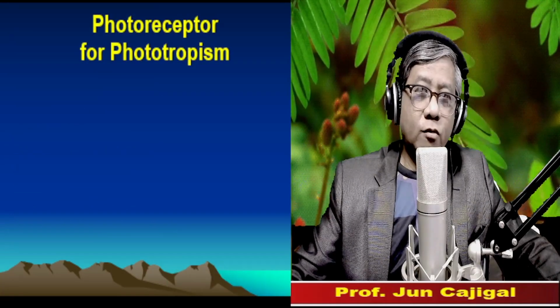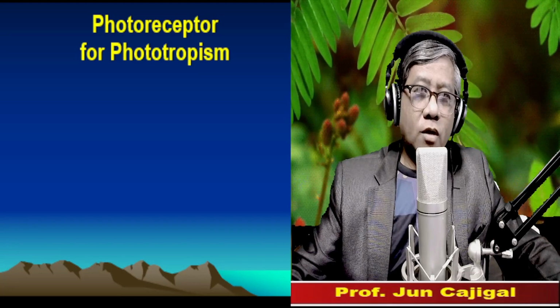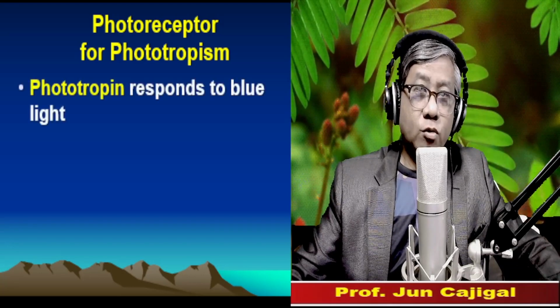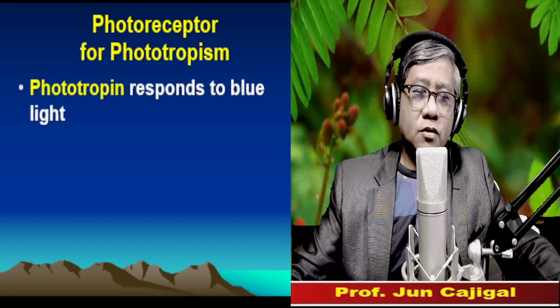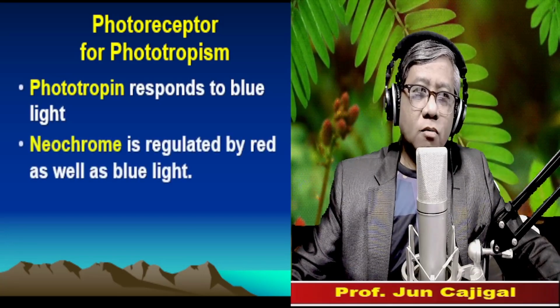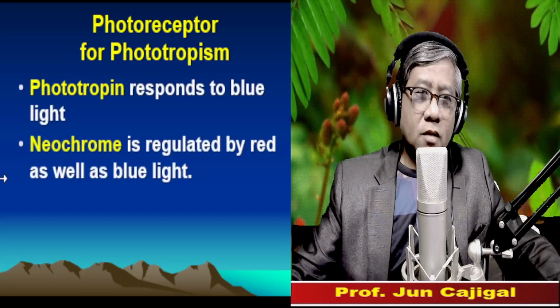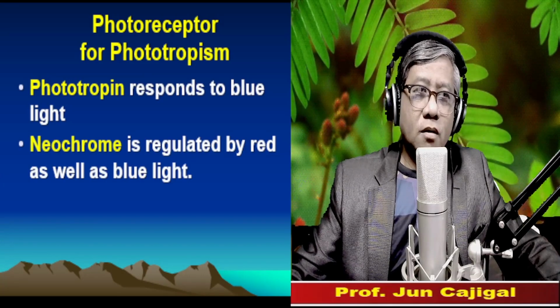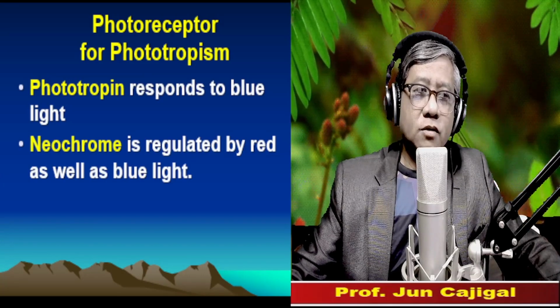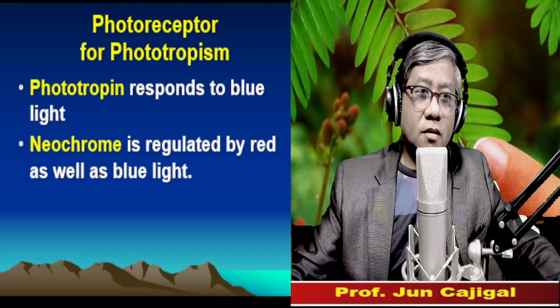Alright, and there are photoreceptors for phototropism. Now, one photoreceptor is phototropin that responds to blue light, and we have neochrome that is regulated by red as well as blue light. Now at this point, let's watch this video about phototropism. Alright, so let's watch this.